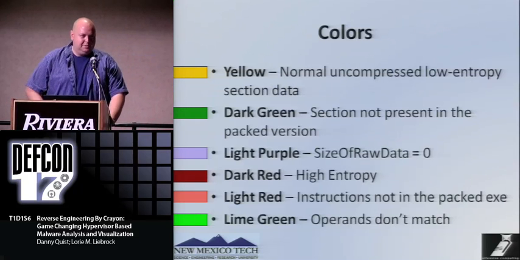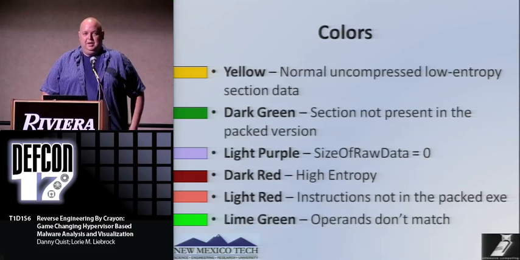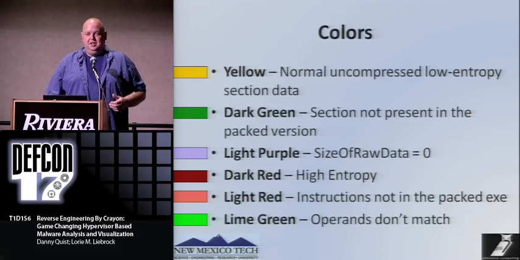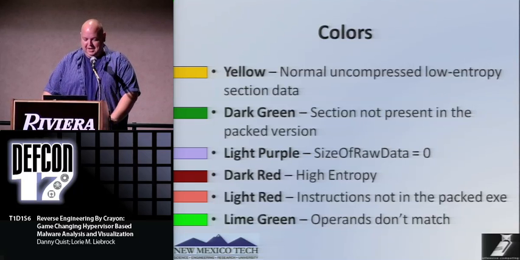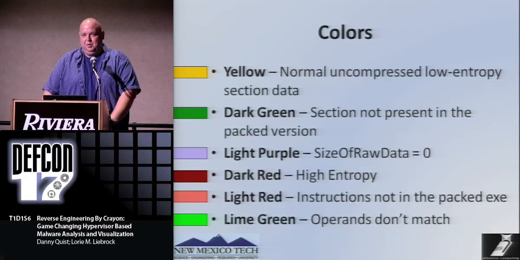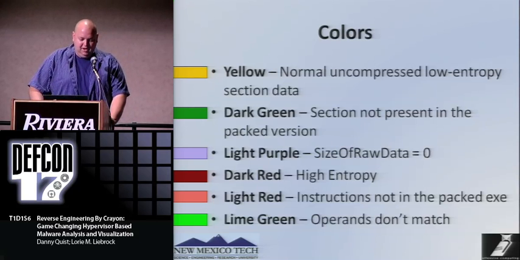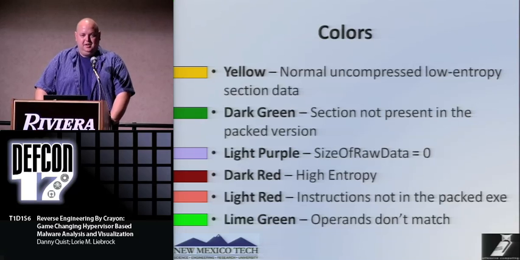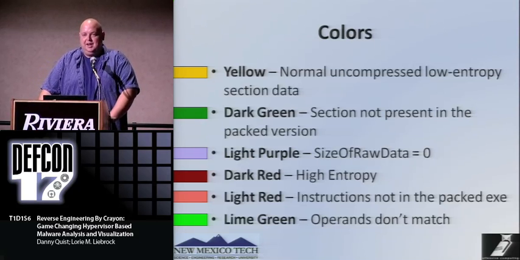Okay, so again, these colors were chosen sort of arbitrarily. What these represent is the relation of the file that has been dumped from Ether to what's actually on disk. So in this case, we're trying to identify execution into sections where code doesn't exist. Yellow is the standard normal compiler generated code. Dark green is where the sections not packed are present in the packed version, so this would be something like executing inside of the PE header.